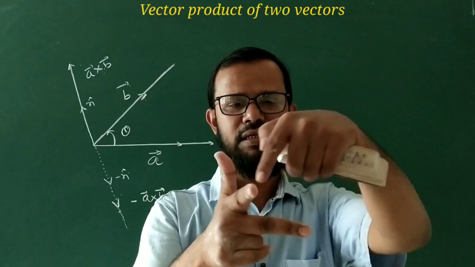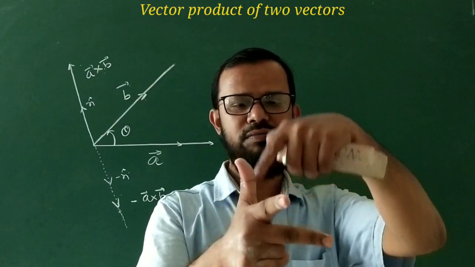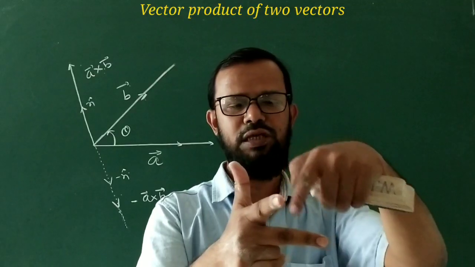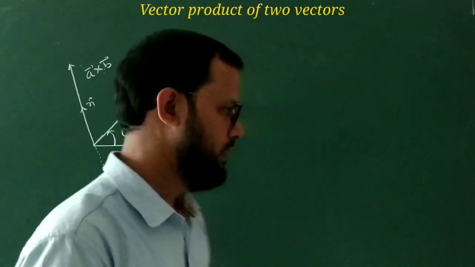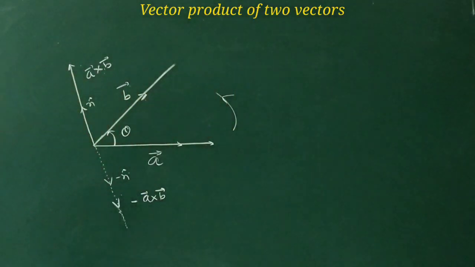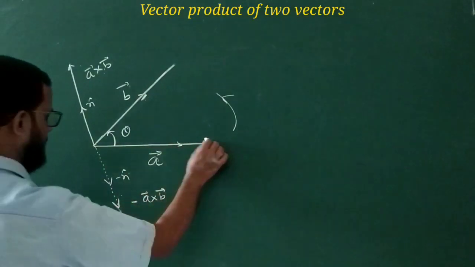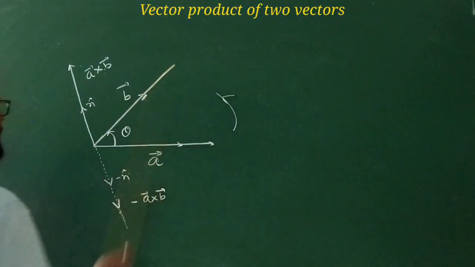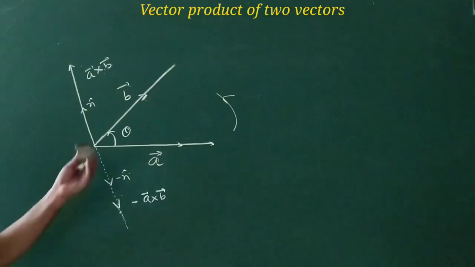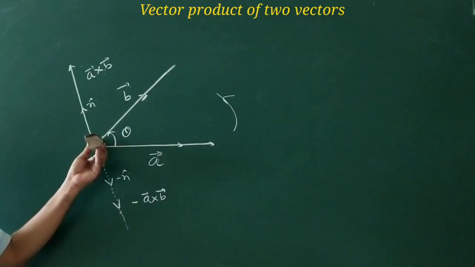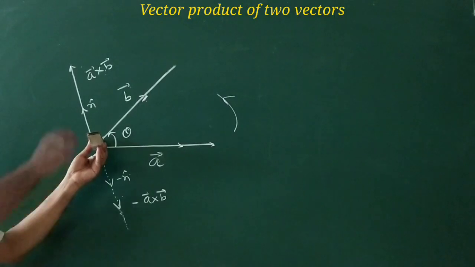Suppose this is the A vector and this is the B vector, then A cross B is perpendicular to both the A vector and the B vector. So this is the plane. In this plane, the A vector is one vector, the other vector is this one, and A cross B is a vector like that, perpendicular to both the A vector and the B vector. Its direction is towards this.